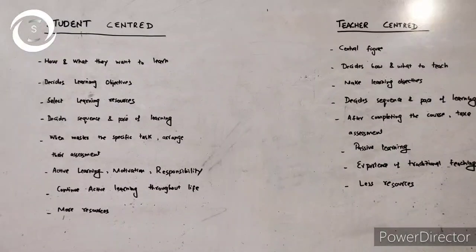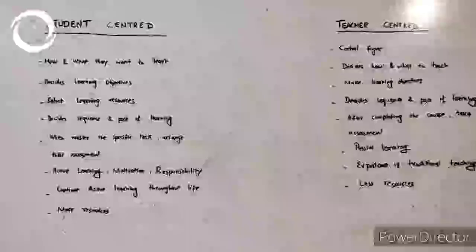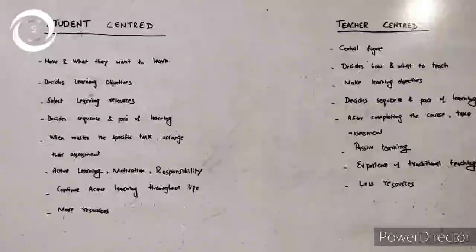Now student-centered curriculum means students' opinion is essential, that is, how and what they want to learn. Students are responsible for their own learning. The student is the central figure, not the teacher. Under teacher guidance, students make learning objectives, select appropriate learning resources to achieve these objectives, decide the pace and sequence of their learning, and assess their progress. So active learning takes place.